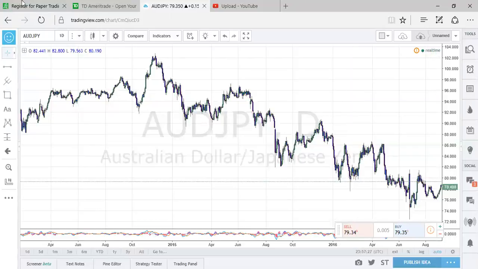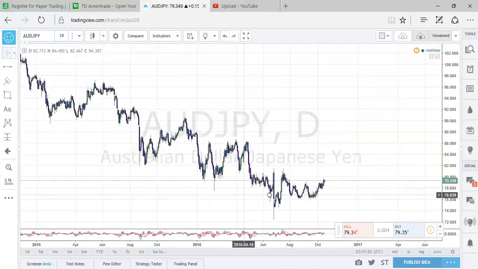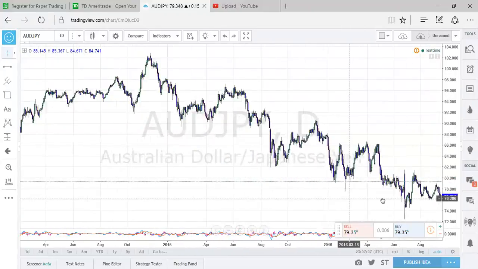So I'm on the daily chart, Australian dollar to the Japanese yen. As you can see here, it's on an obvious downtrend. It's been dropping. The Australian dollar has been on a full downswing since last year. As you can see, 2015 up until now.